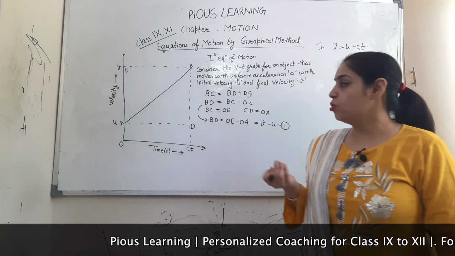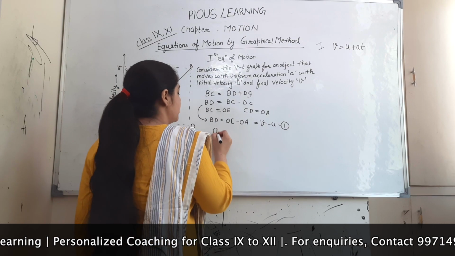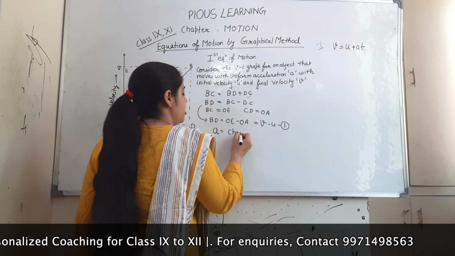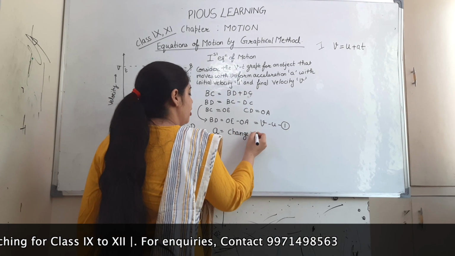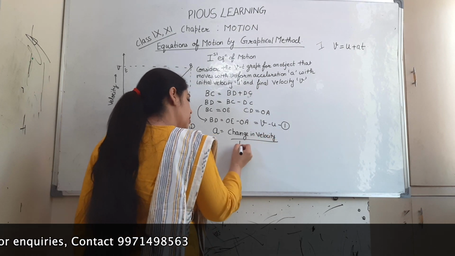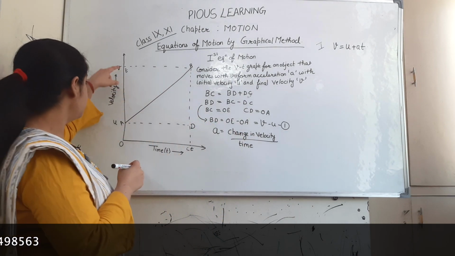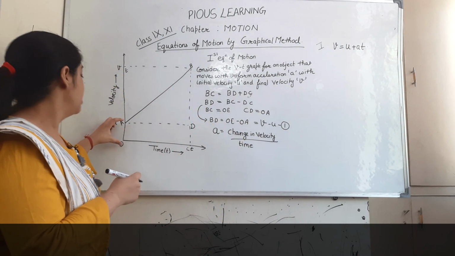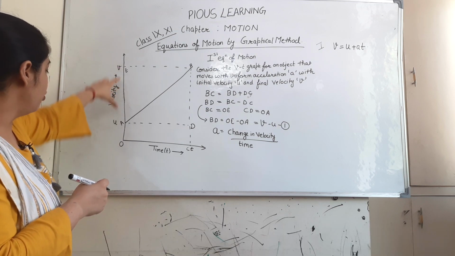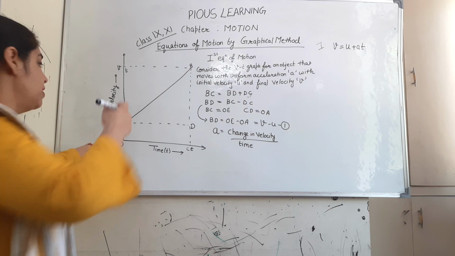If I asked you to write down the formula for acceleration, then what will you write? Acceleration will be change in velocity upon time. Now, what is change in velocity? In this case, what is change in velocity? If this is u and OE is v, how much is the increase in velocity?